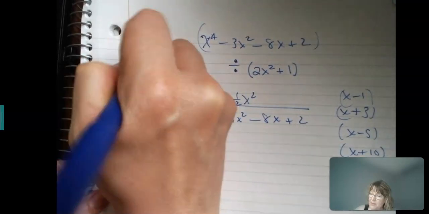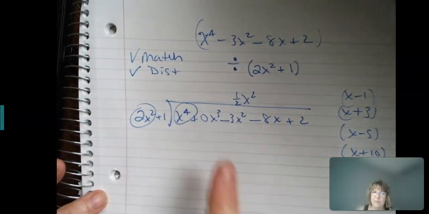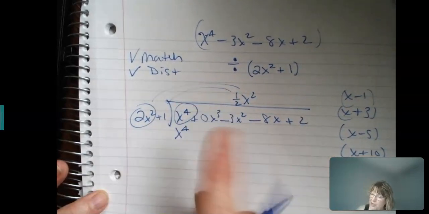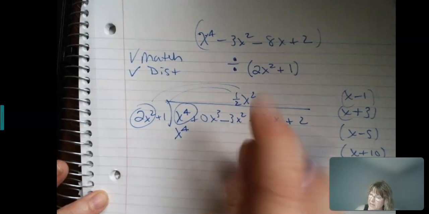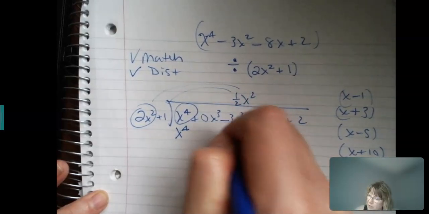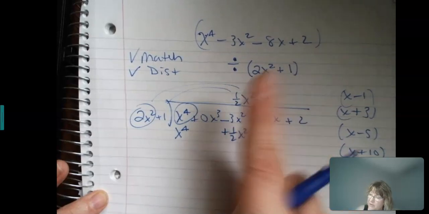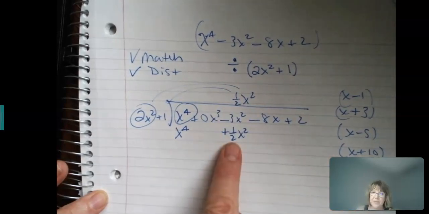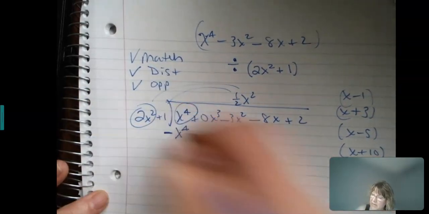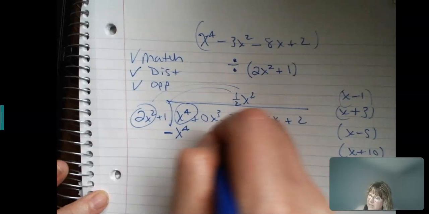Match. Step number 2, distributive property. Okay, so you're going to distribute this to both. And again, if it doesn't match, you're wrong. So I distribute, and then plus I get what? Half x squared. See how you need to write it under the right spot here, because it's an x squared, it's not an x cubed. Okay, step number 3, opposite, because you're really subtracting. This is going to be negative, and so is this guy, negative.